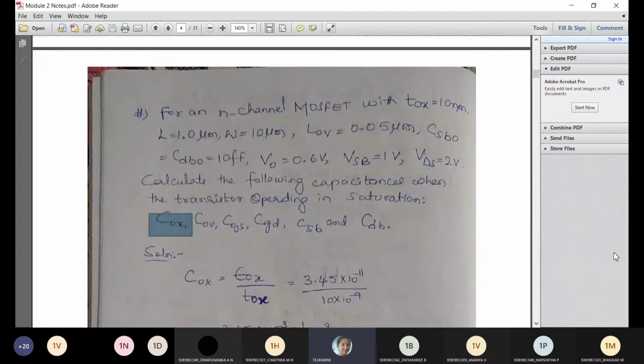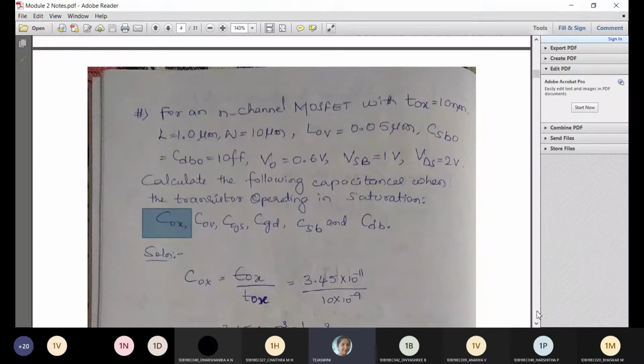Now, we just discussed thickness. What is the value of thickness? They will specify it; it is 10 nanometer. It will be given in the first line. So TOX is 10 nanometer. In order to find all the remaining capacitance, you want to know COX first. So COX is equal to epsilon naught epsilon r by TOX.